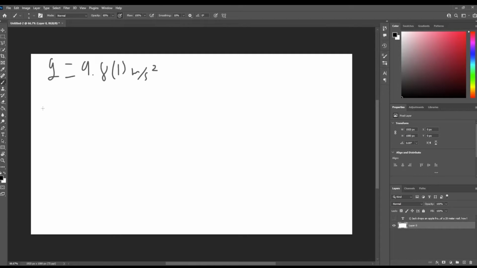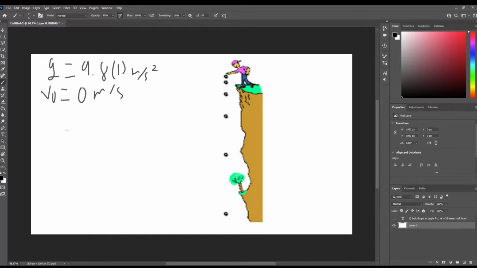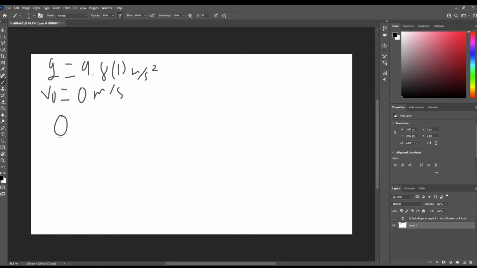So when something is dropped, you usually think of its starting point as always being 0. If we're looking at v0, which is our initial velocity right as it's dropped, it's always going to be 0 meters per second when we're working with drop problems. I'm not going to have a diagram up here, I'm just going to draw it. So let's say this is 0.